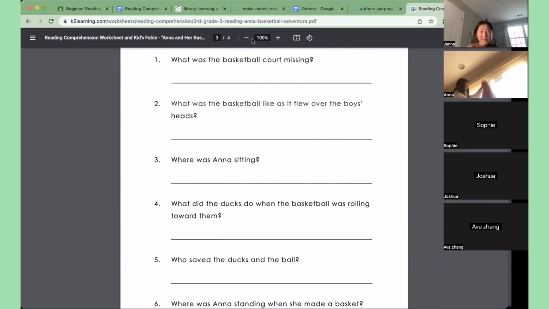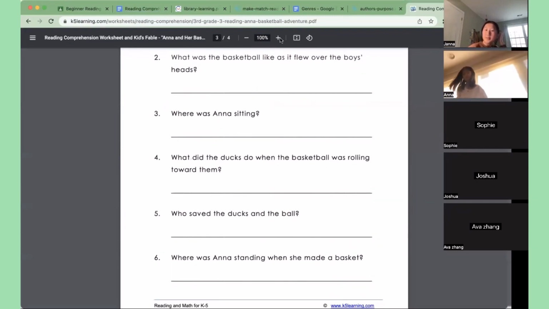Okay. Next, where was Anna sitting in the story? Getty says by the ducks. Do you guys have it? She was sitting near a pond with ducks. Yeah, so she was sitting at the end of the field and there was a pond with ducks. Next, what did the ducks do when the basketball was rolling towards them? They flapped their wings. Yeah, wildly. Yes.